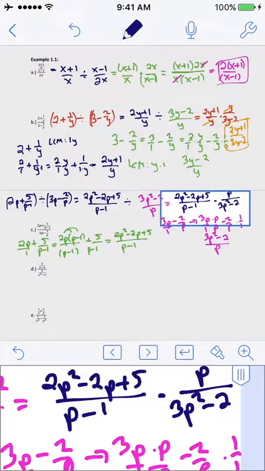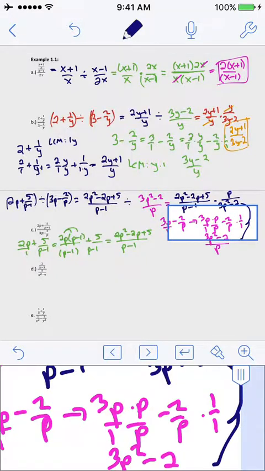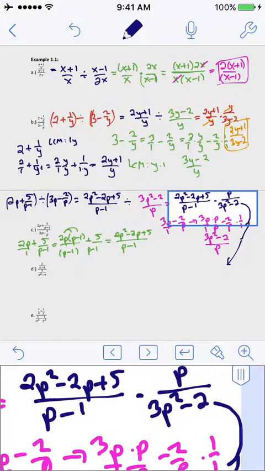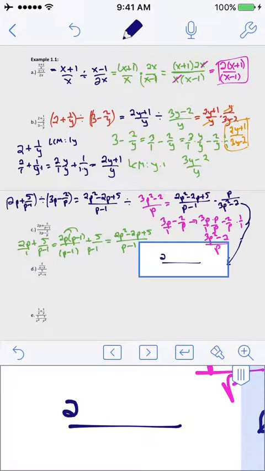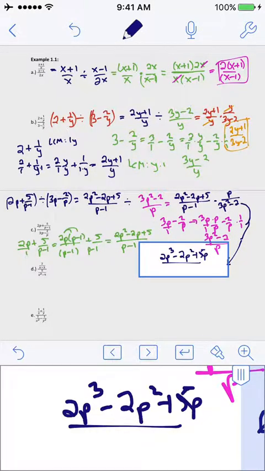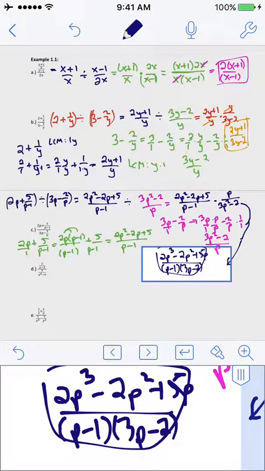Okay, cool. So now we can multiply these together. We get 2p cubed minus 2p squared plus 5p. So I multiplied the tops, over p minus 1 times 3p squared minus 2. Again, that trinomial is unfactorable, so this is our final answer. Not very pretty, but that is what our complex fraction ends up being. Fantastic.